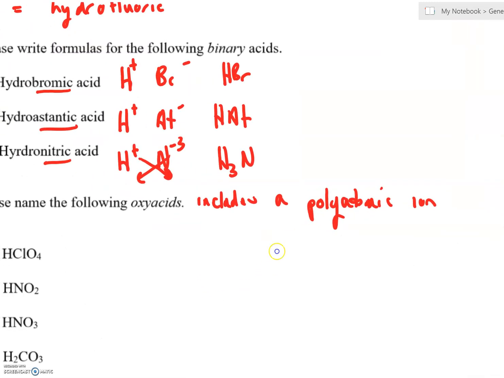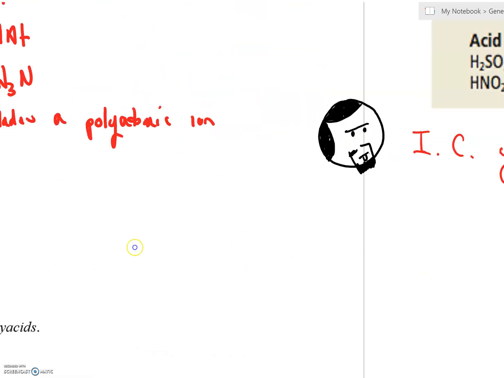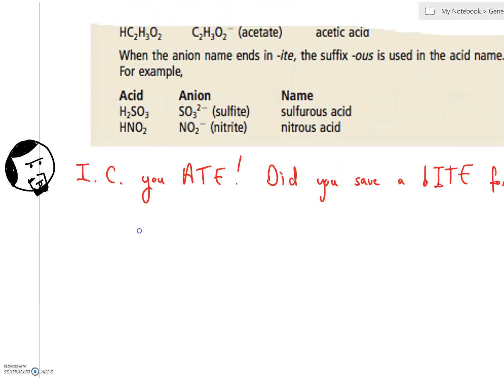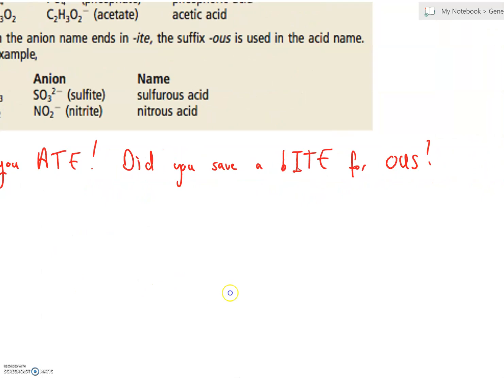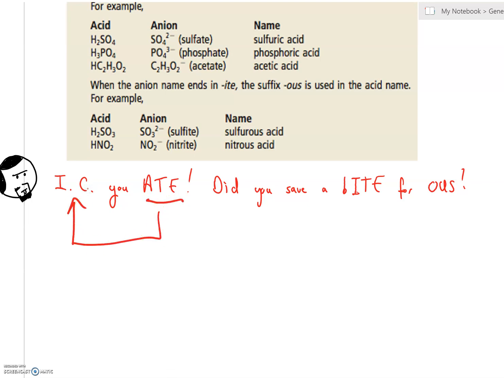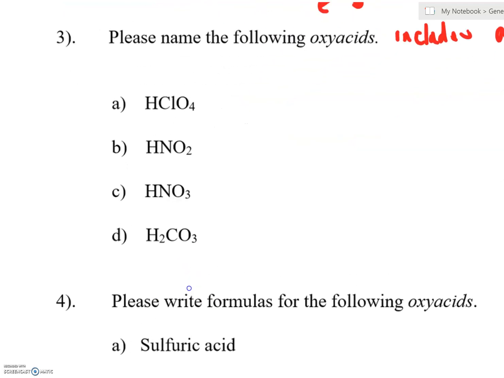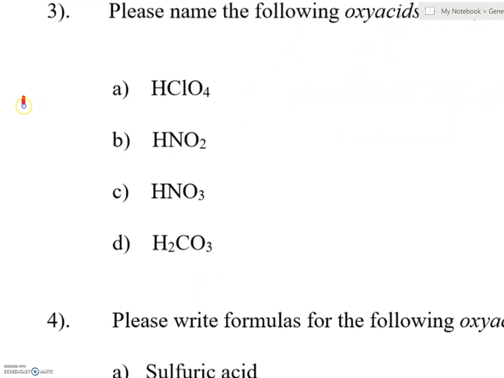So let's try our oxyacids, and they include a polyatomic ion. We're also going to have this rule. I see you ate. Did you save a bite for us? Meaning anytime that you have a polyatomic ion that ends in -ate, we're going to change it to -ic. Anytime you have one that ends in -ite, we're going to change it to -ous. All right? Here's all this stuff right here, which kind of gives you an idea of how it works. All right? So what I like to do when I'm doing these, if I'm naming these, I like to keep this straight.